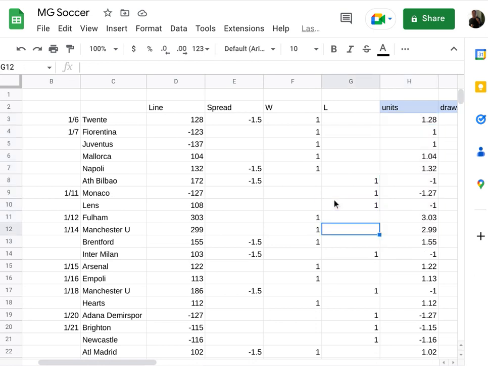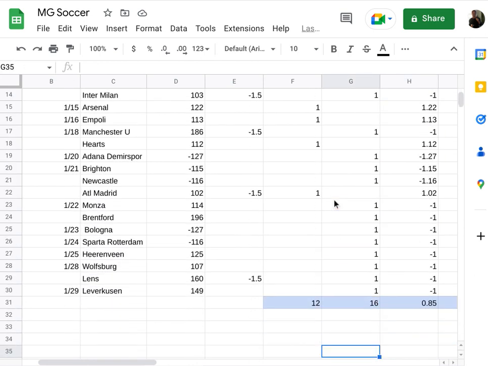Now I want you to scroll down here to the bottom. After a 30-day sample size, look at what it ended up. It ended up 12 and 16. Now still profitable, but just not enough profit to wager like this. It was 12 and 16 and was up 0.85 units. It did hit some. The reason it had positive units, even though it had a losing record, is we hit some pretty big dogs up here. But the point is, you can see how much this model regressed.